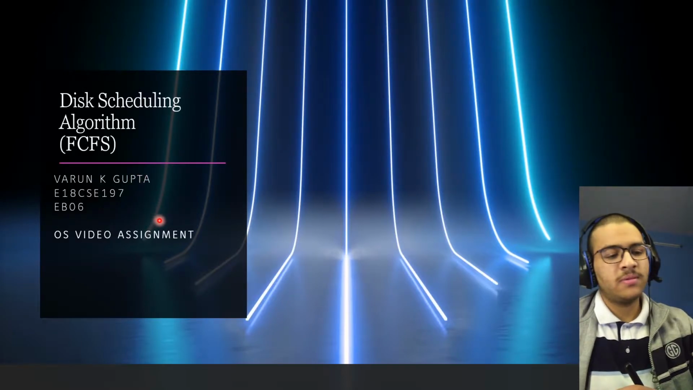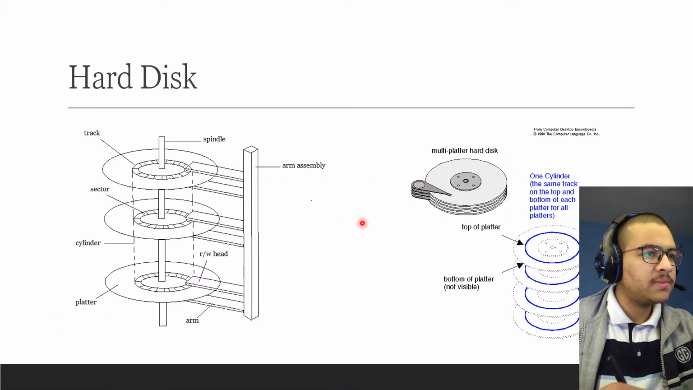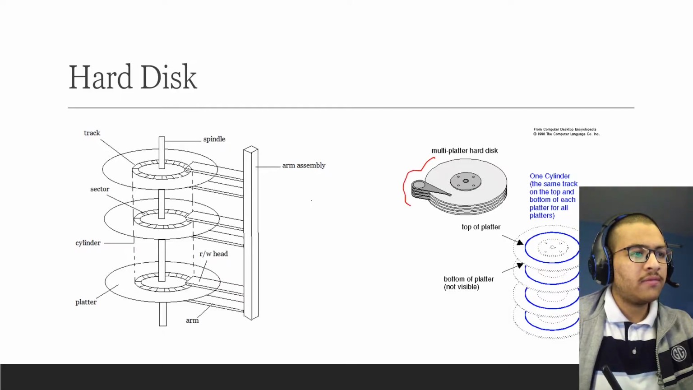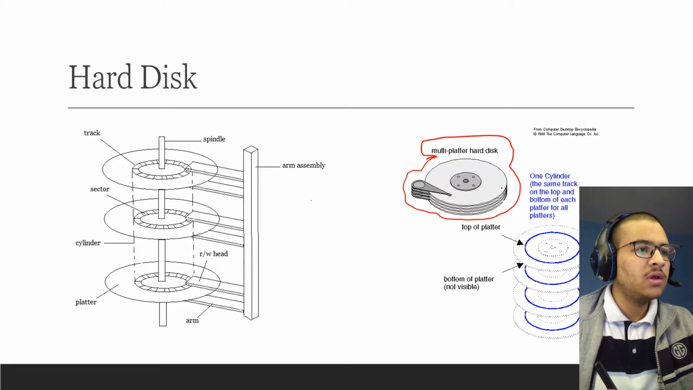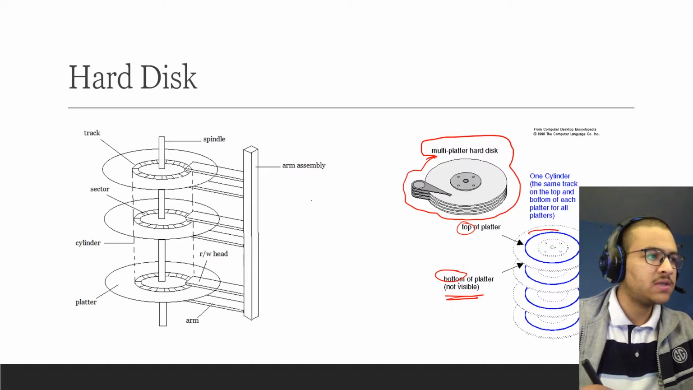So we'll start with some basic definitions about the hard drive. This is the basic structure of a hard drive. A hard drive consists of a stack of multiple platters stacked on top of each other. Like you can see, each platter contains two surfaces, one is the top and one is the bottom surface, which is not visible in this particular image.